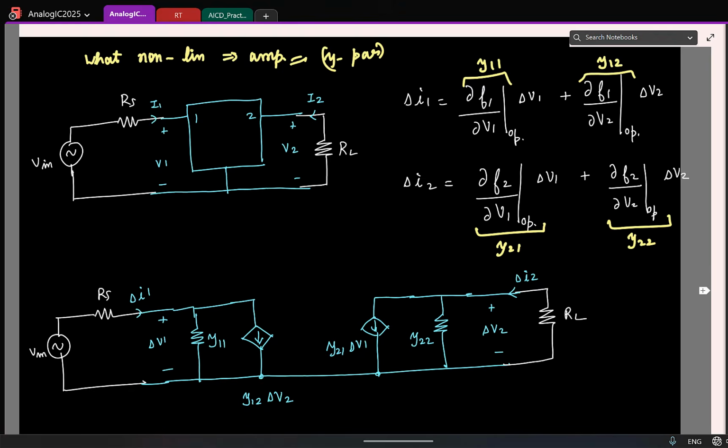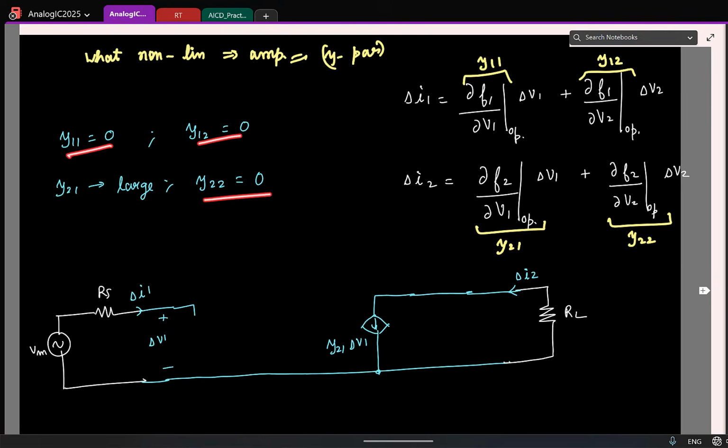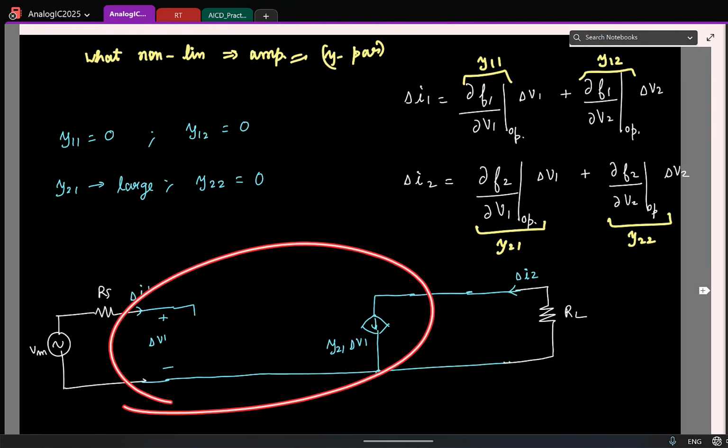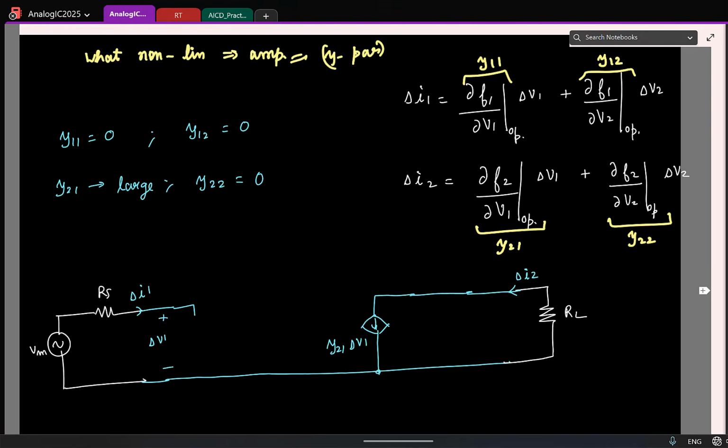Right? But then we later argued that if this has to behave like a good amplifier, we noticed Y11, Y12, Y22 all have to be 0, and we should have a large Y21. So if I take a good two-port nonlinear network, if it has to be a good amplifier, for small signals it should essentially behave like a voltage controlled current source. That's all that matters.